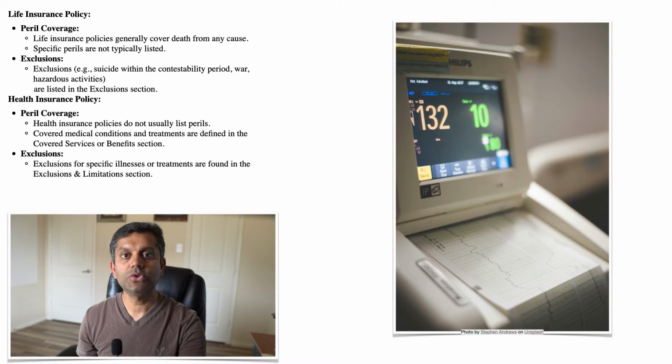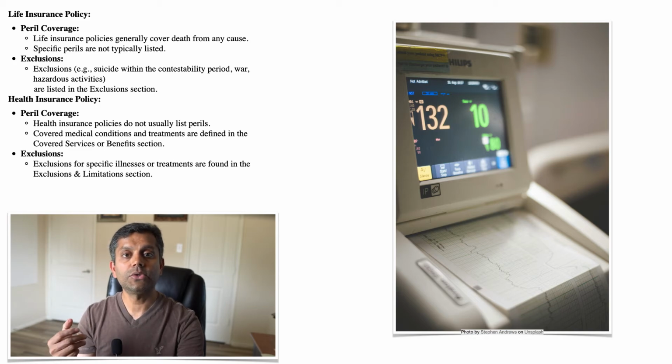Now, when it comes to life insurance policies, these policies generally do not list specific perils. Instead, they cover death from any cause unless explicitly excluded. Exclusions such as suicide within the contestability period, war, or hazardous activities are found in the exclusions section of the policy.